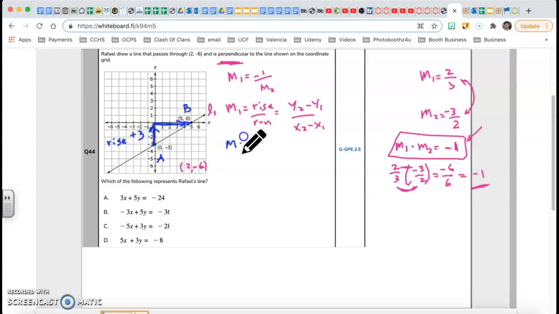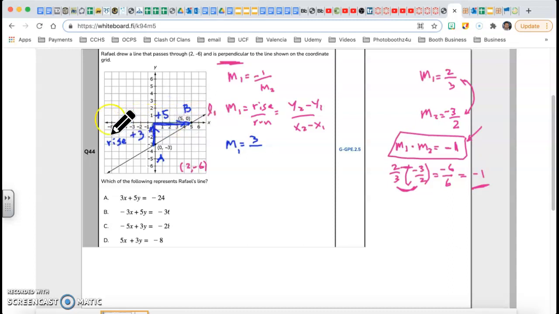So my slope of line 1 is rise, which is 3, over run. And my run went to the right. And that means it's also positive. How many steps? 1, 2, 3, 4, 5 steps. It went from 0 all the way to 5. And it's also positive because I'm going to the right.